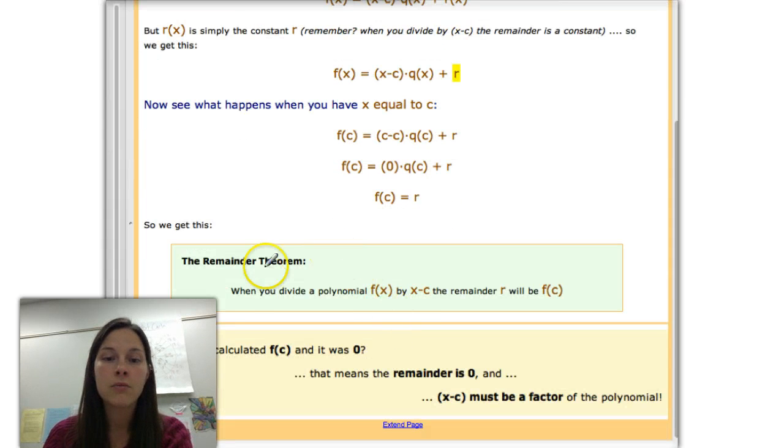So that's exactly what this remainder theorem says. When you divide a polynomial f of x by x minus c, some linear binomial with a lead coefficient of 1, the remainder will be equal to evaluating the function at c. Alright, this next piece says, what if you calculated f of c and it was 0? That means the remainder is 0, and x minus c is a factor of the polynomial. So if there's a remainder, x minus c does not go into the function evenly, so it is not a factor. If there is no remainder, it is a factor.